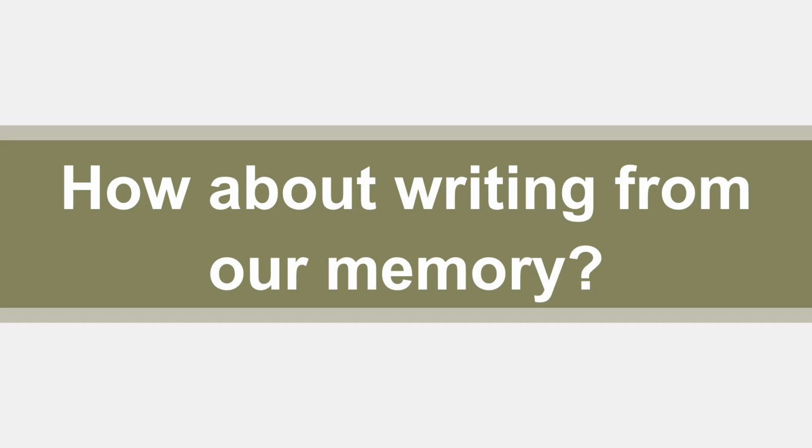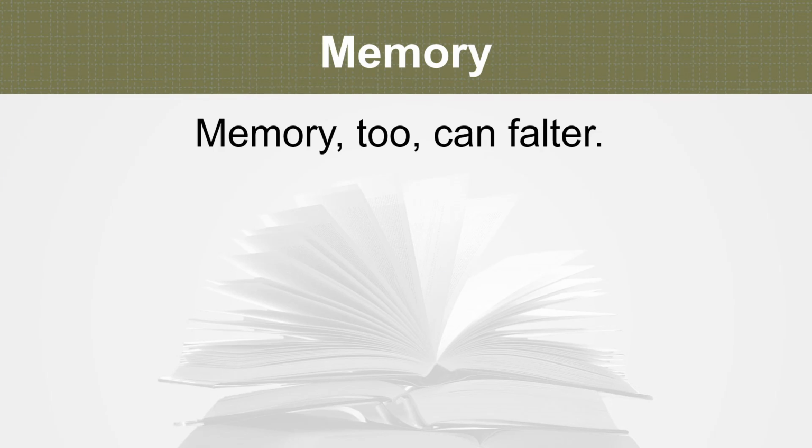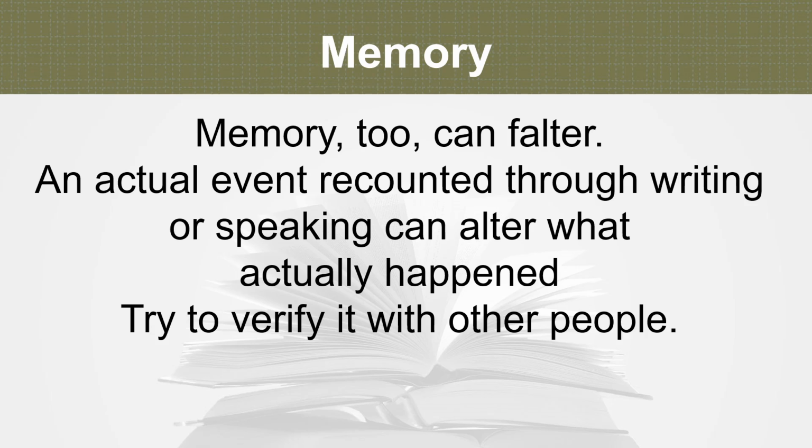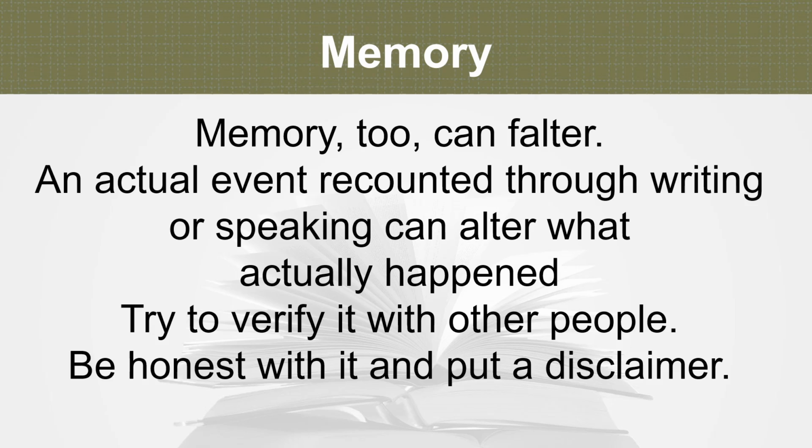But how about if we're going to write something that came from our memory? Let's all remember that memory too can falter. An actual event recounted through writing or speaking can alter what actually happened. So be factual and accurate as you can to the best of your ability. Check and cross-check your facts until you're absolutely sure about them. In the event that you cannot, you must also be honest about it.